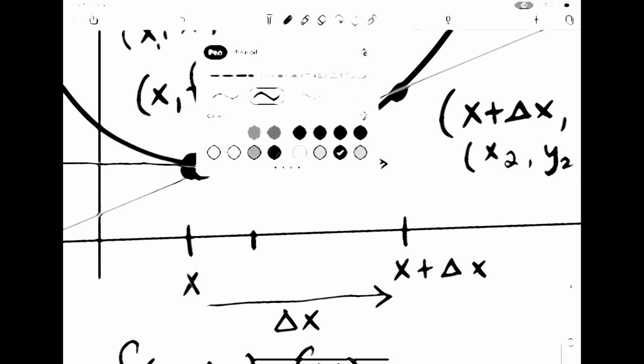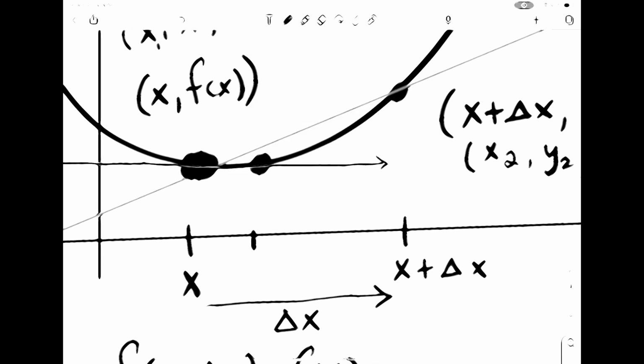Let's go with black here. If I shrink this delta x down to size, now here is my delta x. Nay, let's make it smaller. Let's make it so small that this second point virtually sits right on that first point.